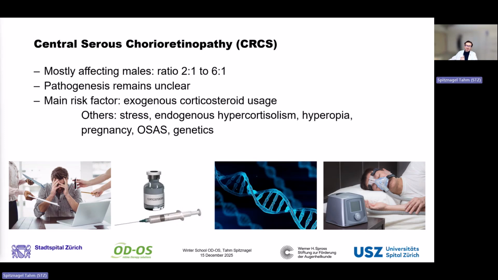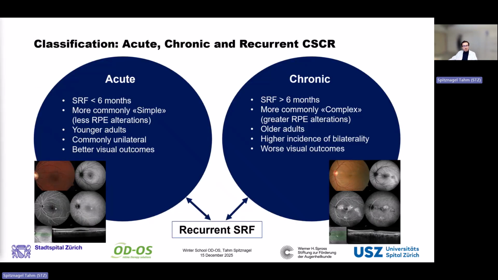Clinically, CSCR is not a uniform disease entity, but presents with different patterns. Based on disease duration and the structural characteristics, CSCR is commonly classified into an acute and chronic form, and furthermore a recurrent form. Acute CSCR is defined by the presence of the subretinal fluid for less than 6 months. It typically affects younger adults. It is more often unilateral and is associated with relatively limited RPE alterations and a more favorable visual outcome.